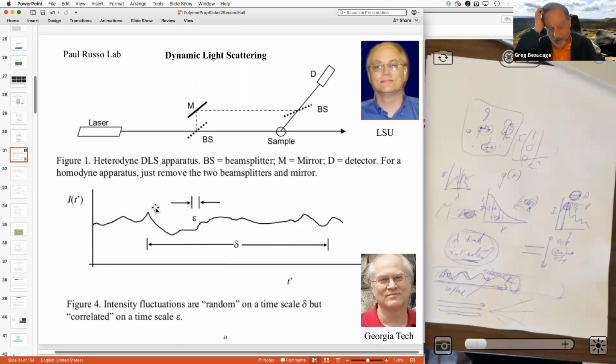So that takes forever. So the people at the beginning in the 70s figured out that they could build an electronic circuit called a correlator that would do this instantaneously.